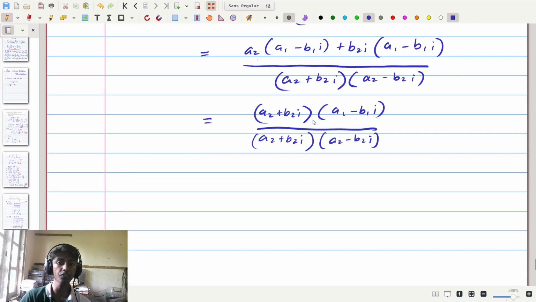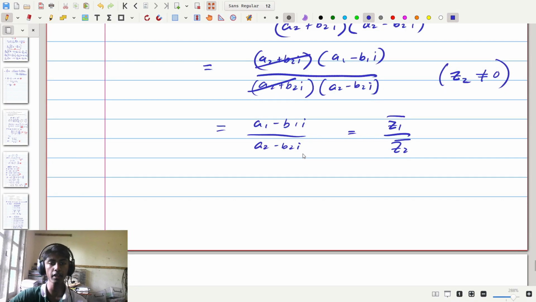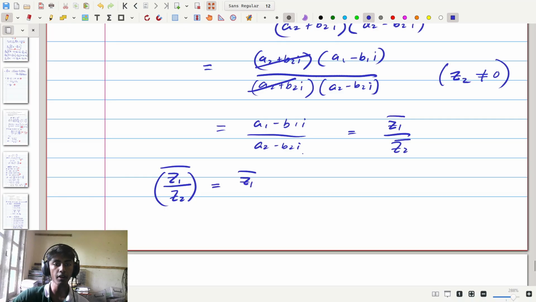And if we divide these two, since they're not equal to 0, they can be cancelled, leaving us with a1 minus b1i divided by a2 minus b2i, which is equal to Z1 conjugate divided by Z2 conjugate. Here we have to mention that this can only be done because Z2 is not equal to 0. With that, we have shown finally that Z1 divided by Z2, whole thing conjugate, is the same as taking Z1 conjugate and dividing by Z2 conjugate, provided that Z2 is not equal to 0. And with that, we're done with the third proof.